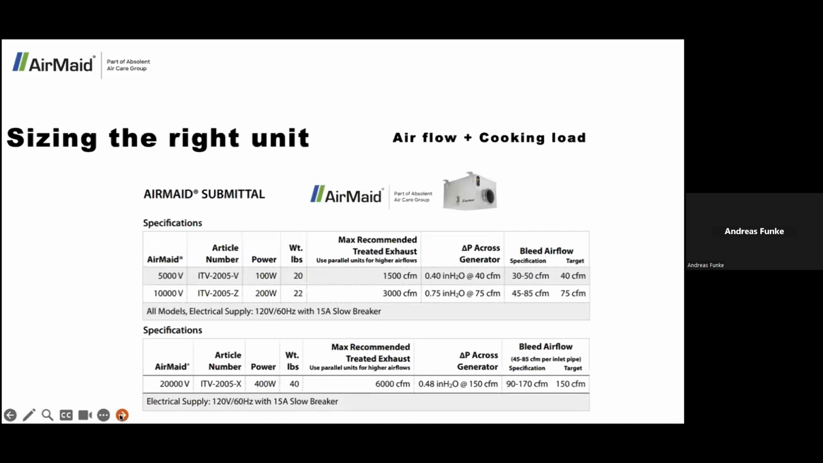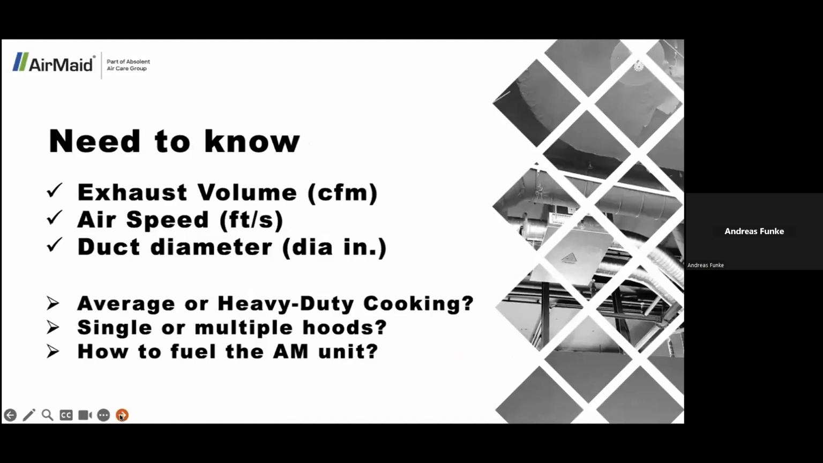What is the bleed airflow? The bleed airflow is the air which goes through the generator, which we need to create the ozone. You can see that this is a very, very small amount of clean air, which we need to provide the correct amount of ozone. So that's always what we need to know, or what our representative or Holden in that case would need to know: the correct exhaust volume, the amount of air to treat. The airspeed would be helpful, and the duct diameter.